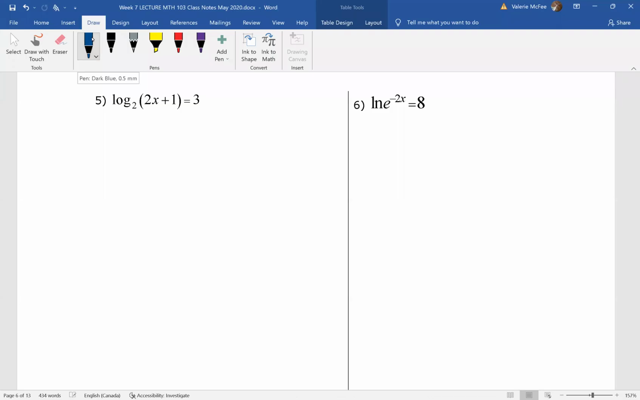I think you can solve question 5. Change it to exponential form. Check your solution.